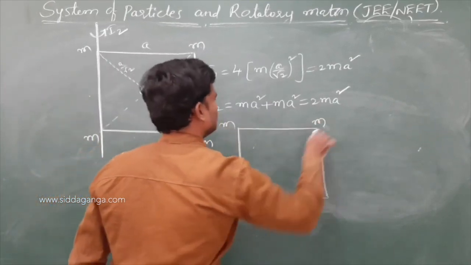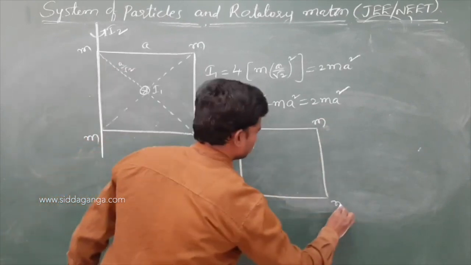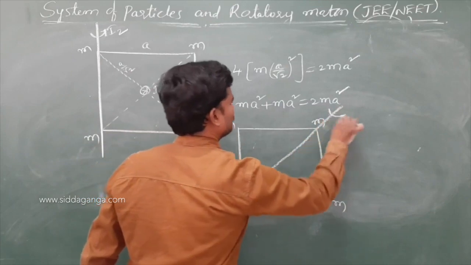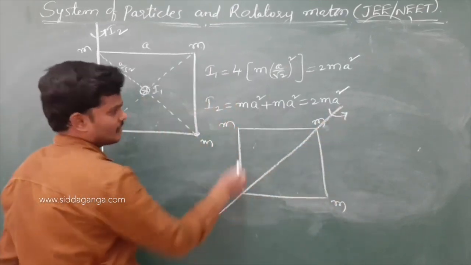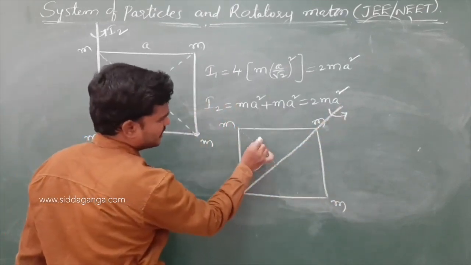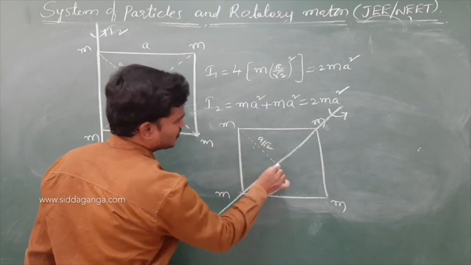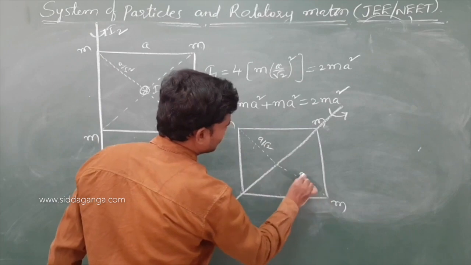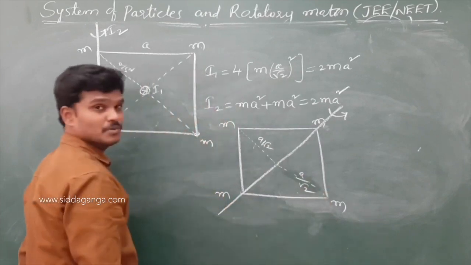So, about a diagonal like this. About this. And this is at what distance? It is very clear, A by root 2. Of course, this is also, you draw correctly. So A by root 2.